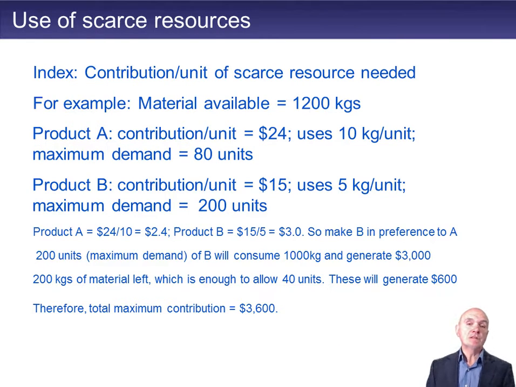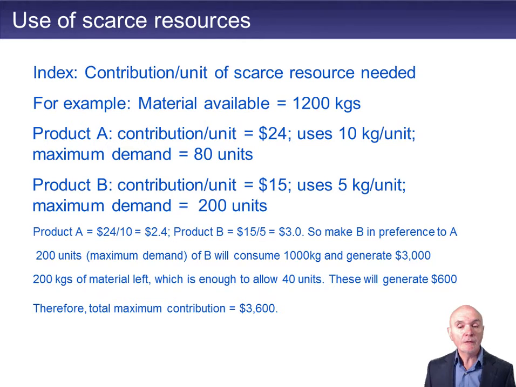Use of scarce resources. This is very similar in approach to what we used when we were looking at capital rationing. So here we have the example, 2 products, product A, product B. Material available is 1200 kilograms. So let's see first of all if there's a rationing problem here, a restricted resource problem. And I think we can see there is.